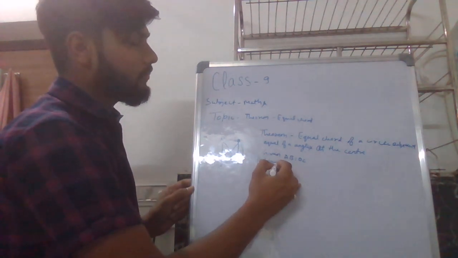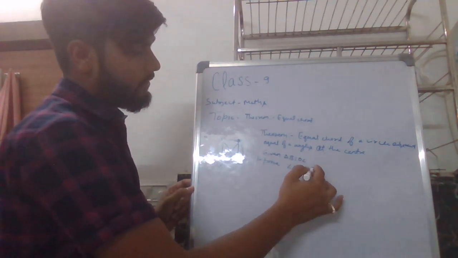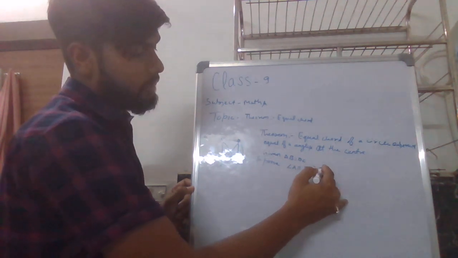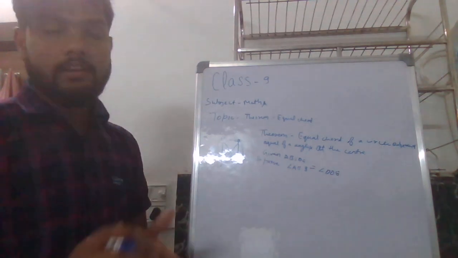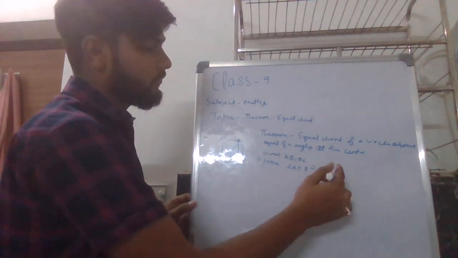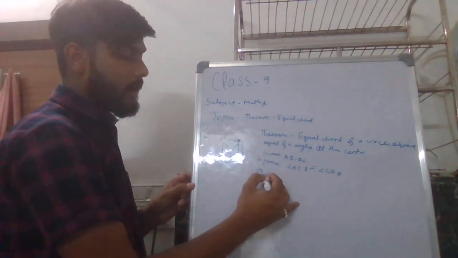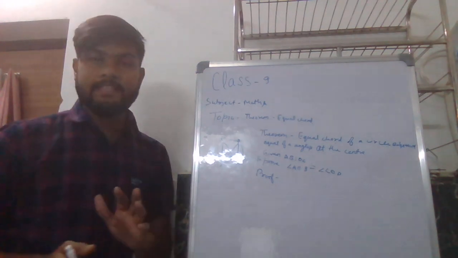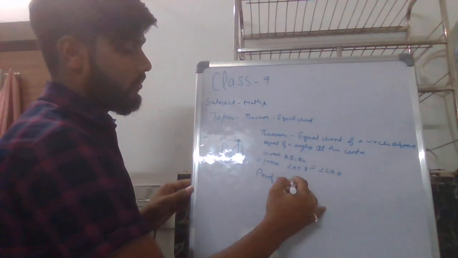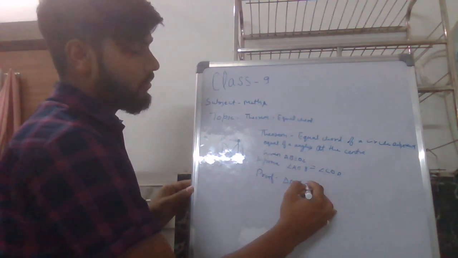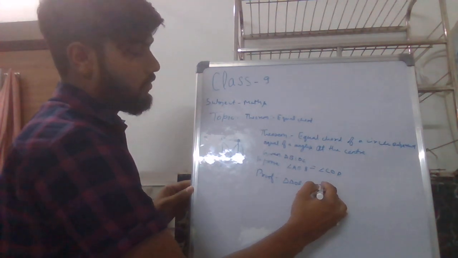We have to prove that triangle AOB is equal to triangle COD. Now coming to the proof part. Here we can see that in triangle AOB and triangle COD.